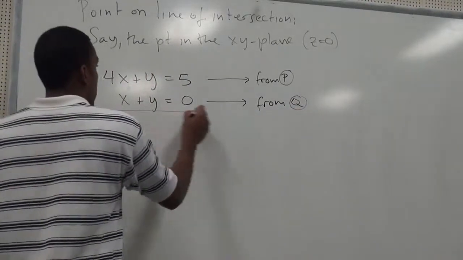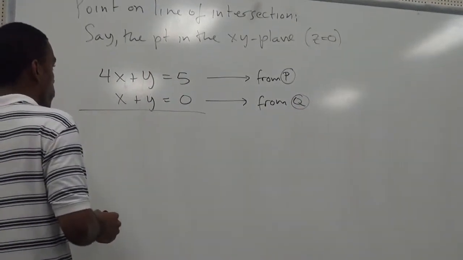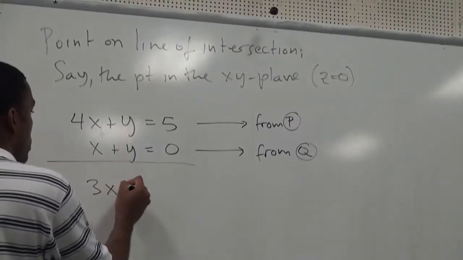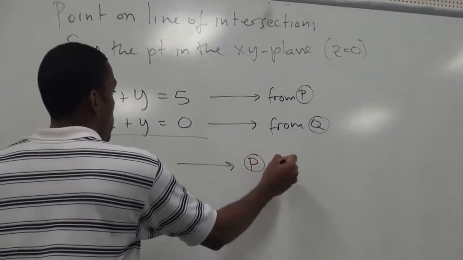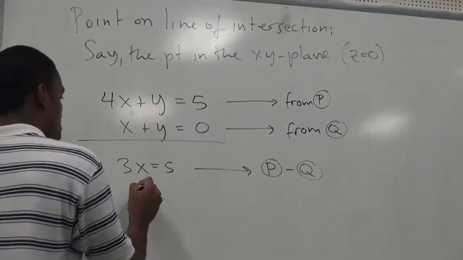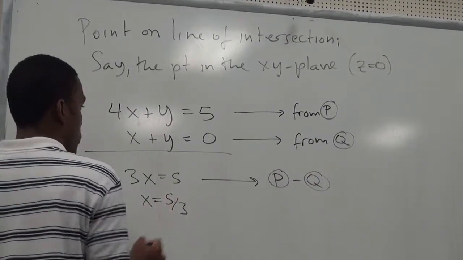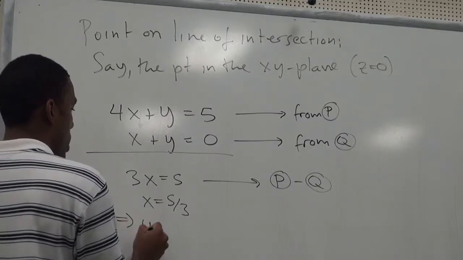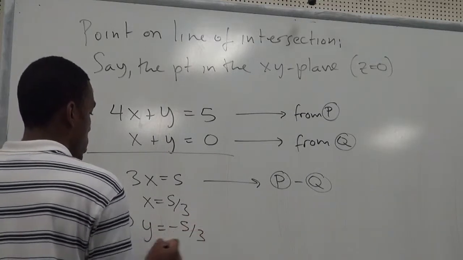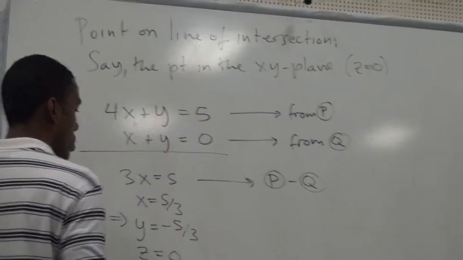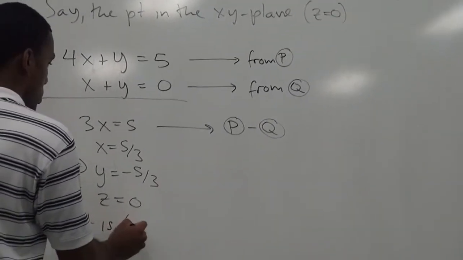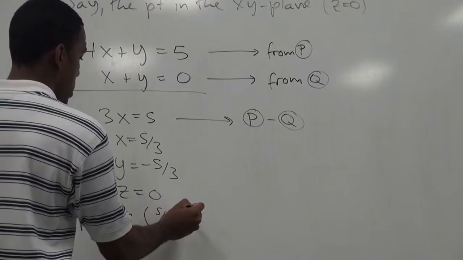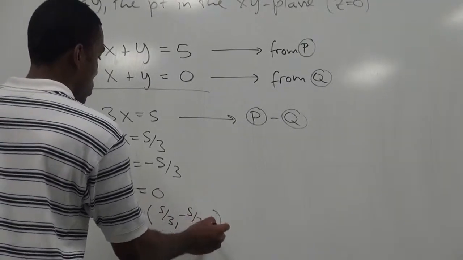And so what I can do is subtract these. I would have 3x equals 5. This is P minus Q. And so x would be 5 over 3. This would mean y would be minus 5 over 3. And I already know my z equals 0. So the point is 5 over 3, minus 5 over 3, 0.